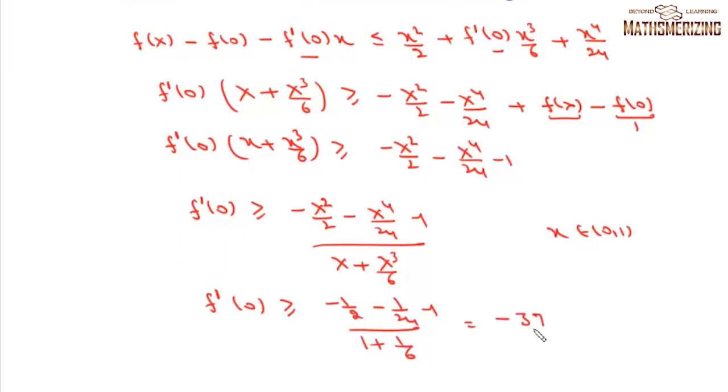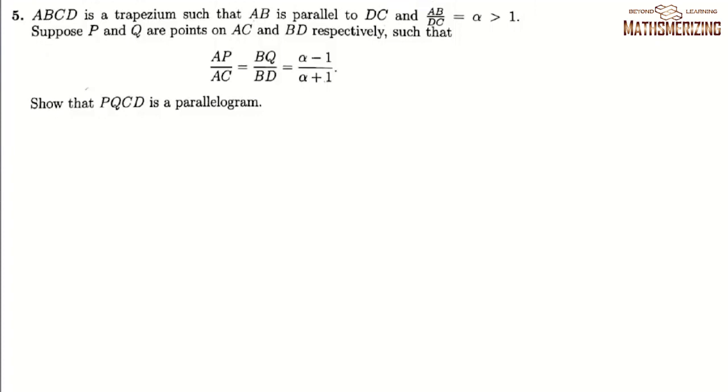So it will be minus 37 upon 28, which is nearly minus 1.32. So from here we can say this f'(0) will be greater than or equal to minus root 2, and that is the answer to this question. Now question number 5 is ABCD is a trapezium such that AB is parallel to CD and AB upon DC is alpha, which is greater than 1.